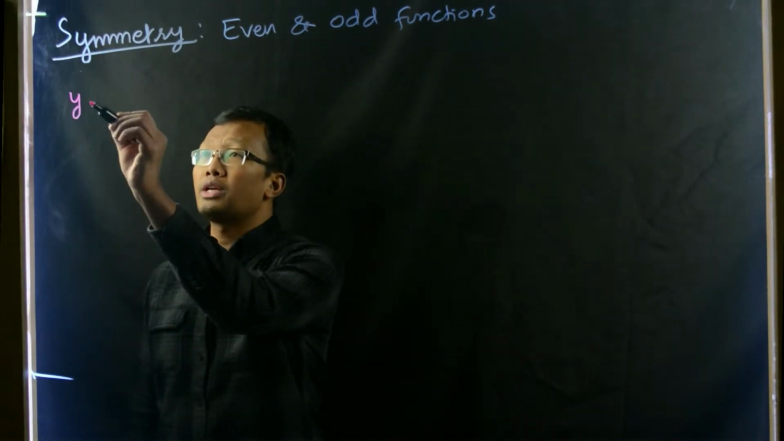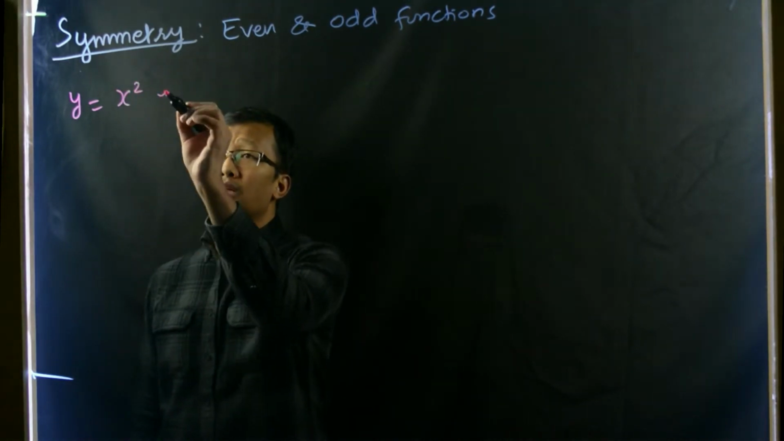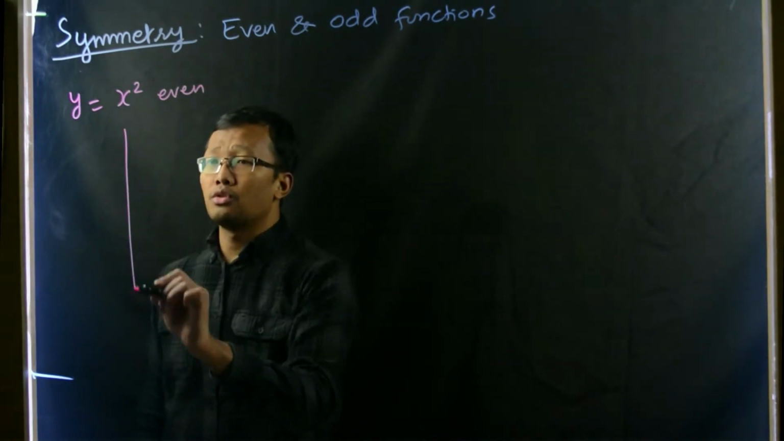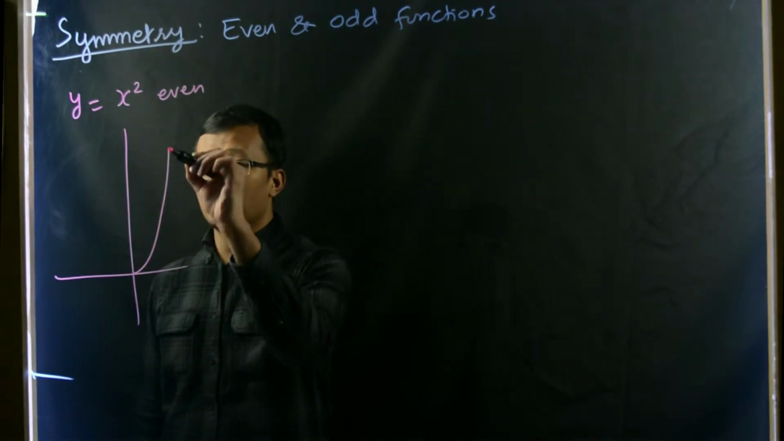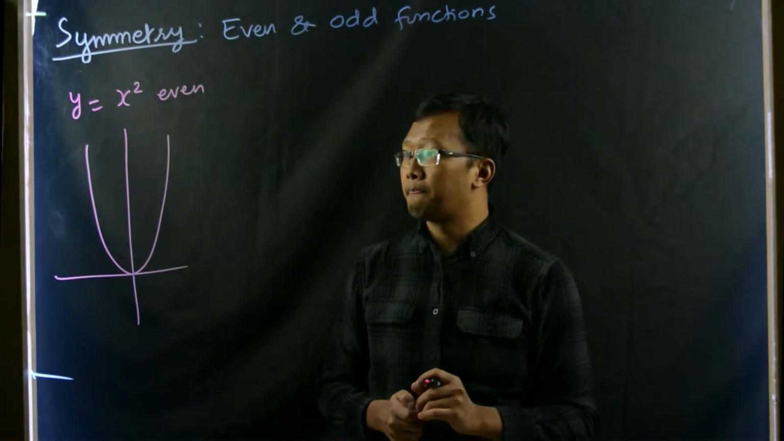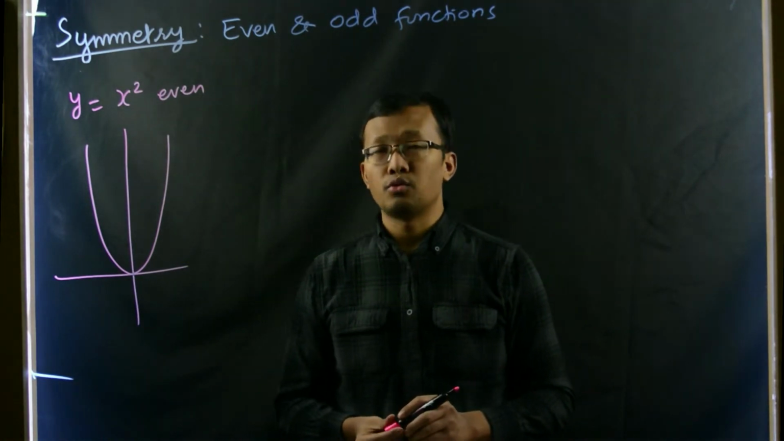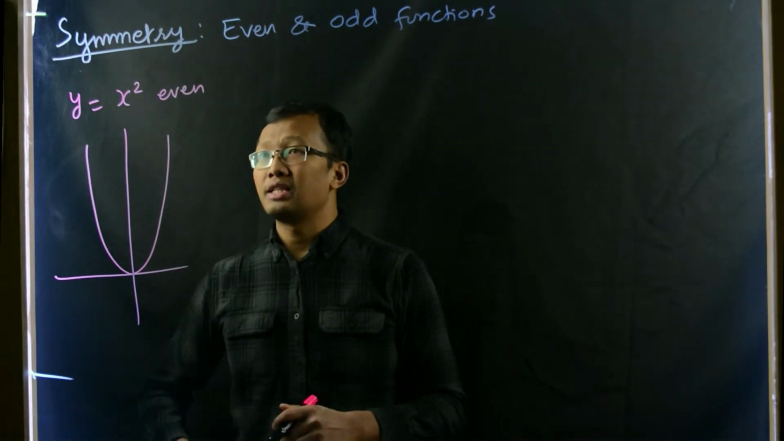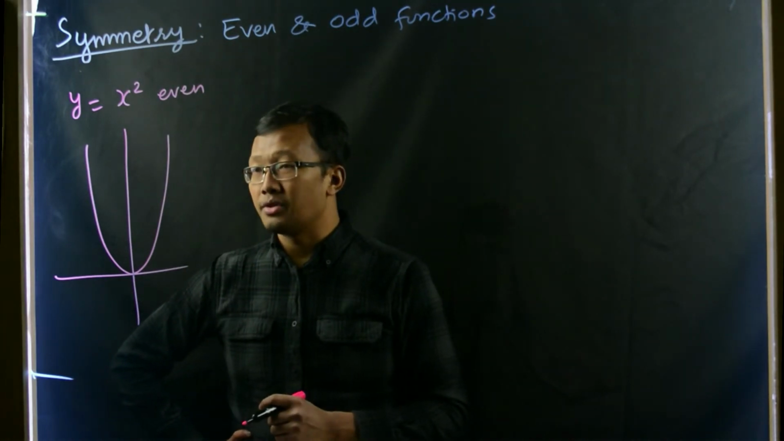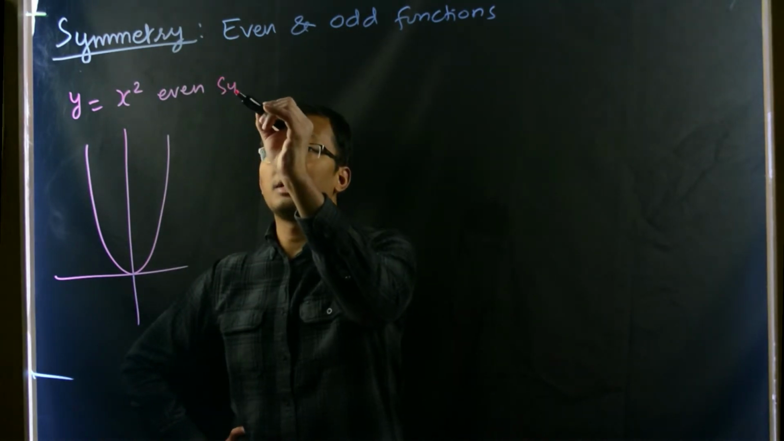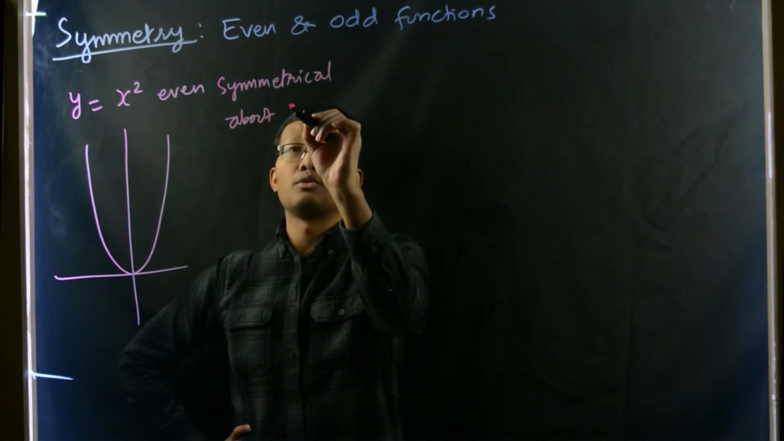Now we know that y equals x square is even. Then we also know its graph. Its graph is a parabola which opens upward. And you can see that this is symmetrical about the y-axis. So we can say this is reflectional symmetry. So even functions are symmetrical about the y-axis.